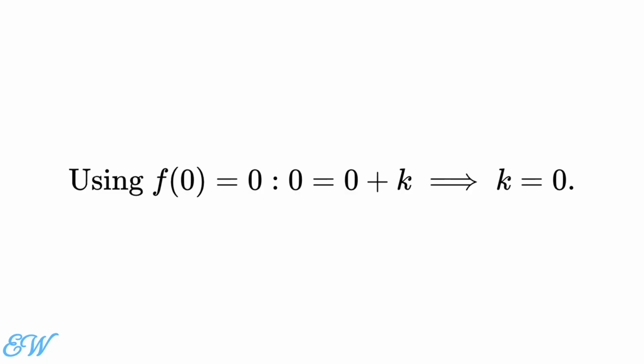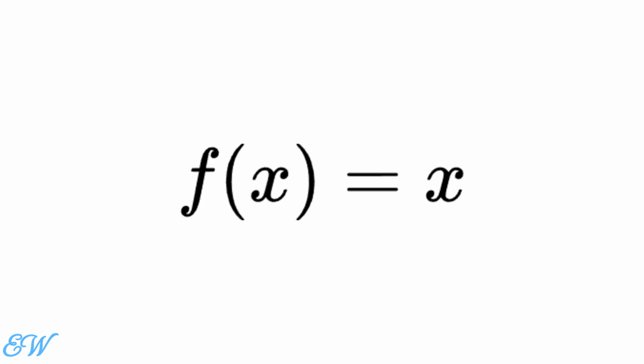So we can use f of 0 being equal to 0 in this, and we get that f of 0 minus 0 is equal to k, and this means that k is equal to 0. This means that we have gotten our answer. Our answer is that f of x is equal to x.